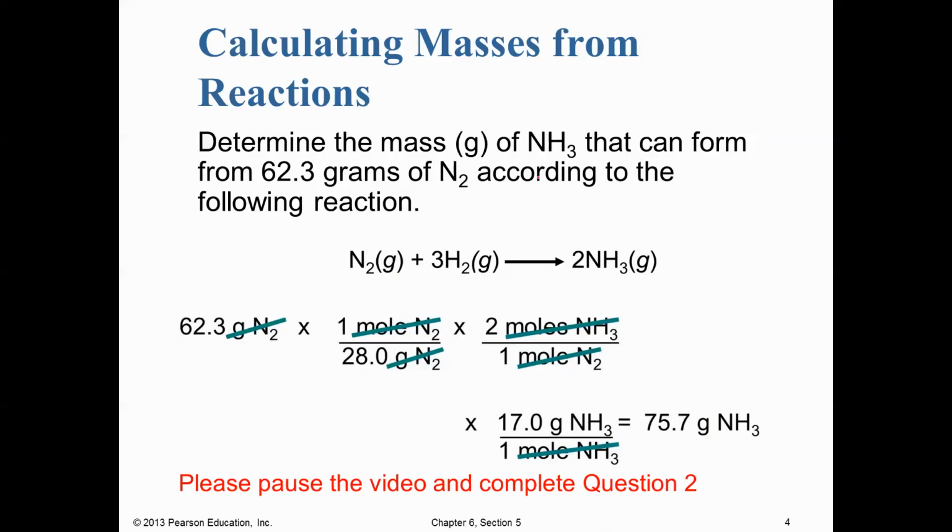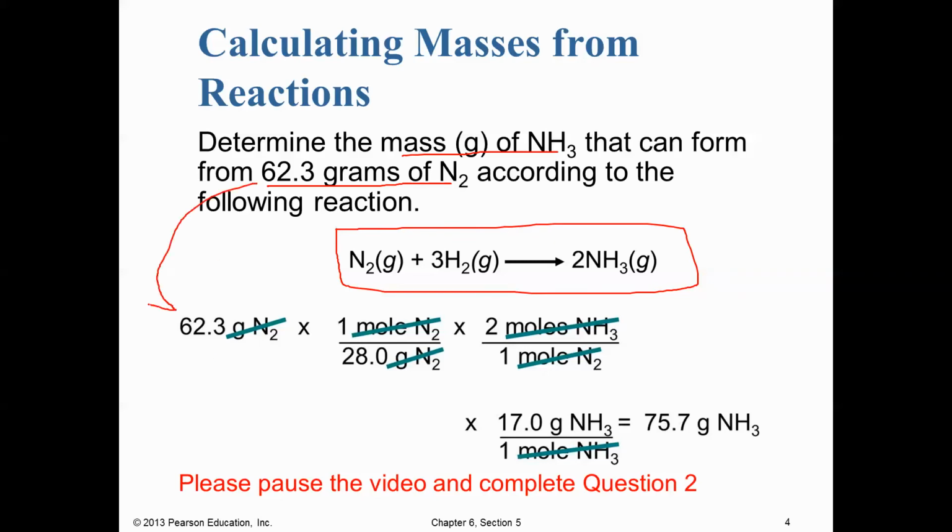Determine the mass of NH3 that can form when 62.3 grams of N2 react. So once again, we need our equation right here. Boom, there's our balanced equation. Our 62.3 is given in our problem. Then we're going to use our molar mass here.